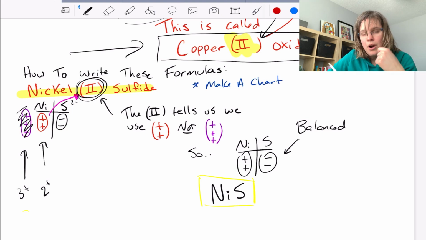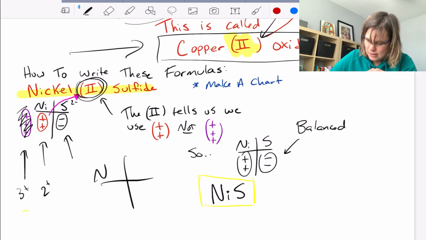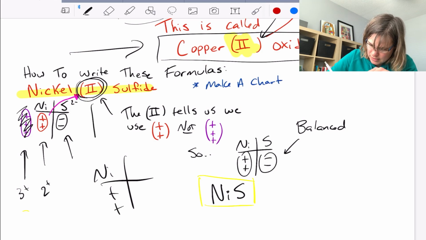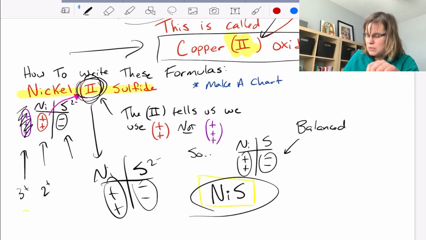So you draw the 2 plus in that spot right here, and sulfur is 2 minus, so you just use 2 minus right there. The 2 tells us that we use 2 plus, not the 3 plus. So when we want to write nickel 2 sulfide out, we just write Ni with 2 pluses, because that's what this 2 is telling me. Sulfur has 2 minuses. Oh, and guess what? It's balanced, so it doesn't get any numbers. Okay?